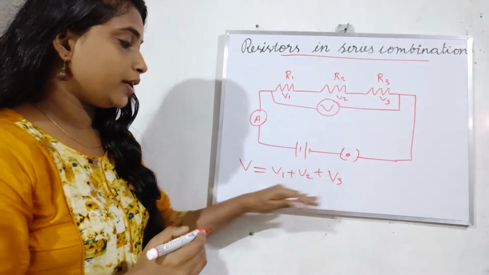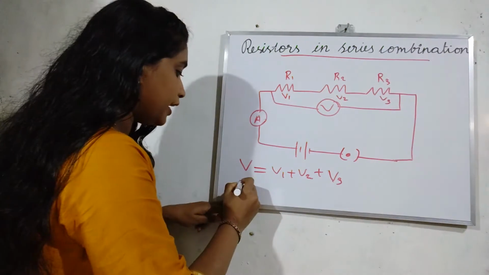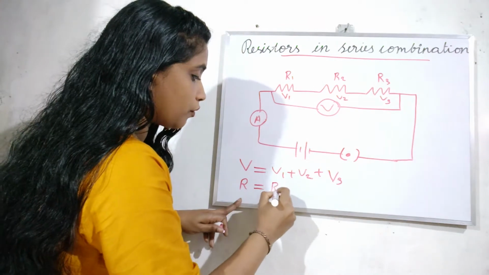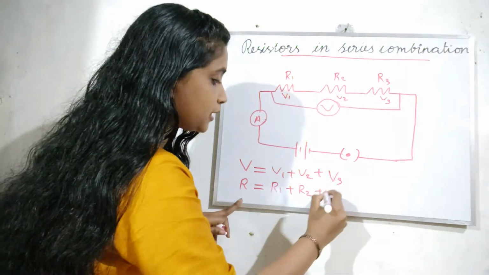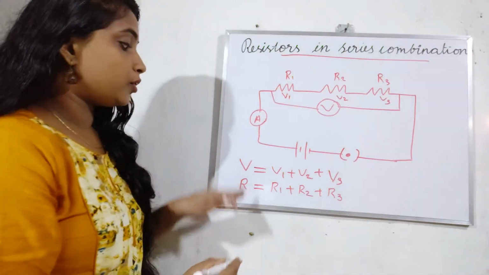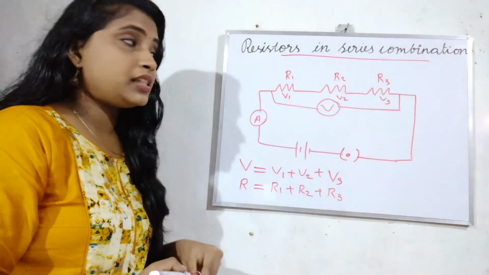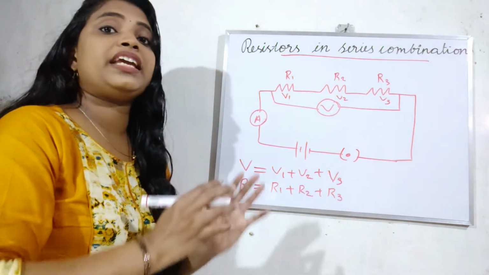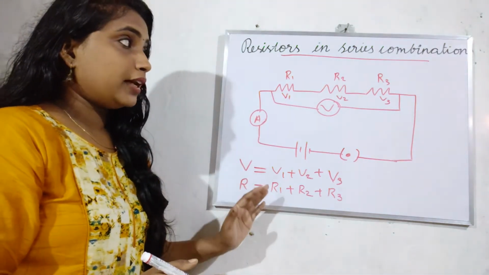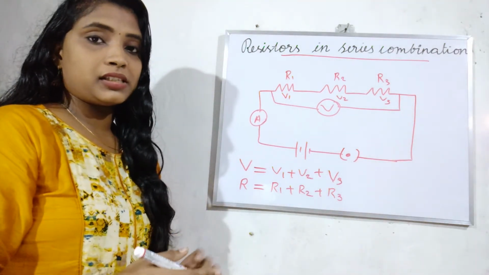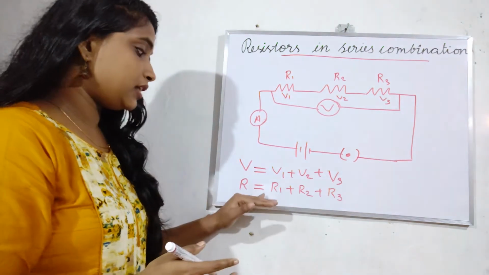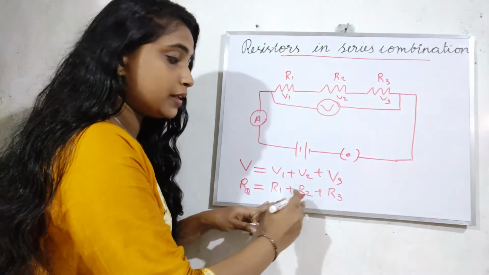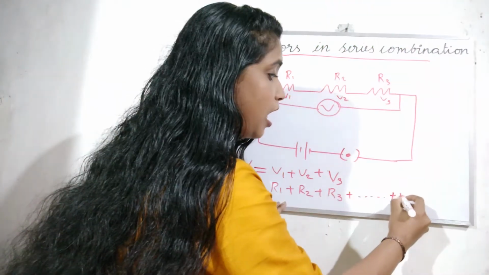Also from this equation, using Ohm's law, we can write the total resistance or the effective resistance R is equal to R1 plus R2 plus R3. So the total resistance or effective resistance of this circuit can be calculated by simply adding the resistance of each resistor. Thus, for a number of resistors connected in series, we can rewrite this equation as the effective resistance Re is equal to R1 plus R2 plus R3 plus up to Rn.